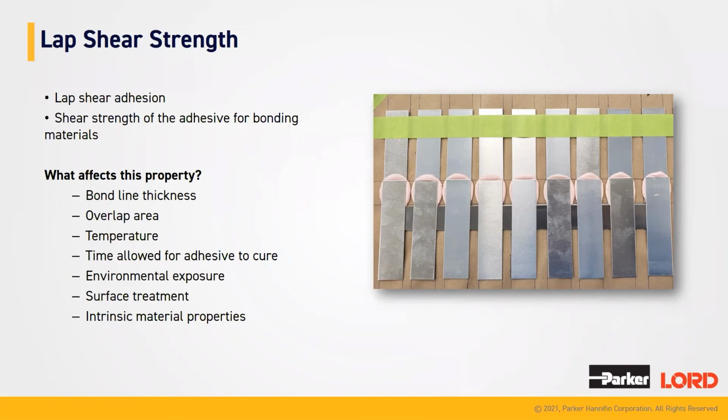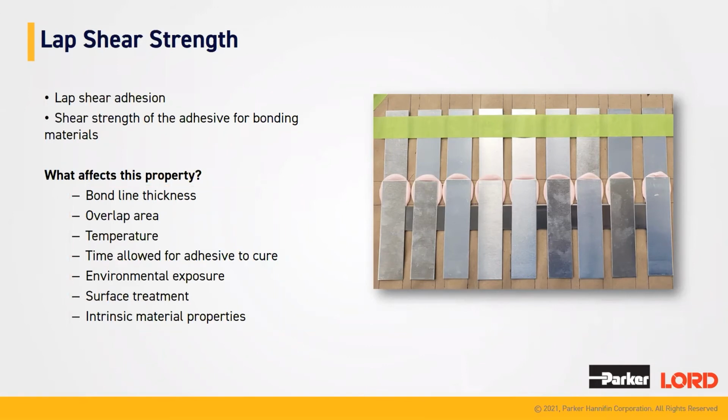Definitely a lot of things impact this shear strength value: the amount of material that is applied, also known as the bond line thickness, and the overlap area where the material is. Temperature has an impact on the lap shear strength, as well as the amount of time that is allowed for the material to cure. So if you try to evaluate the lap shear strength of a material that isn't fully cured, it's going to be much lower than when it is fully cured. Environmental exposure, any sort of surface treatments, and any intrinsic material properties are also driving factors in that lap shear strength.